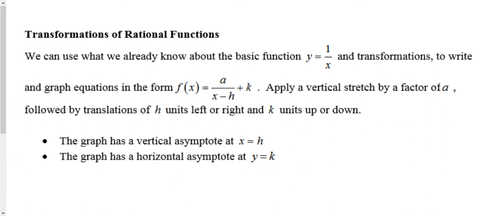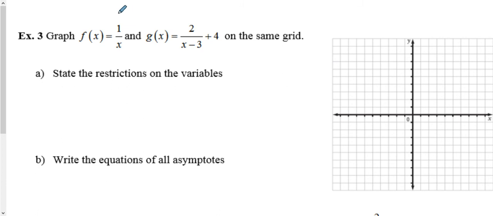So going to our example here, we have to graph 1 over x and then graph our g of x on the same grid. So we have our grid right here that we're going to try to graph both on, state the restrictions on the variables, and then write the equation for all asymptotes. So I'm going to start off by graphing. And so here's how I graph. Our original graph here is 1 over x. So I'm going to have my graph kind of curve away from my y and x axis. So the original one, let's do the original in blue.